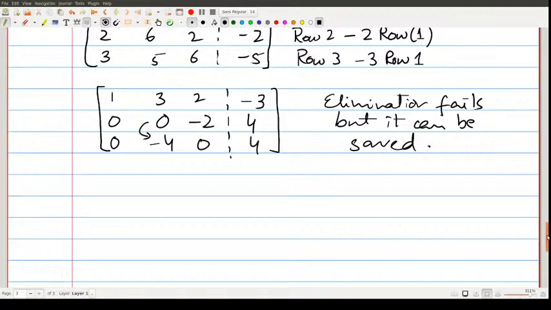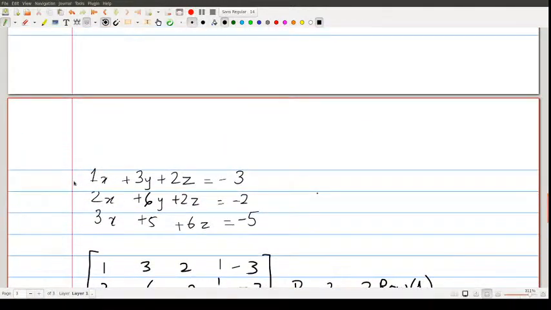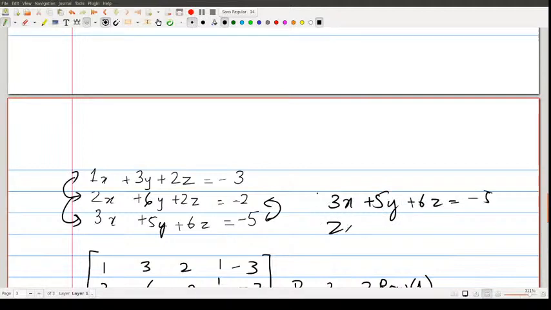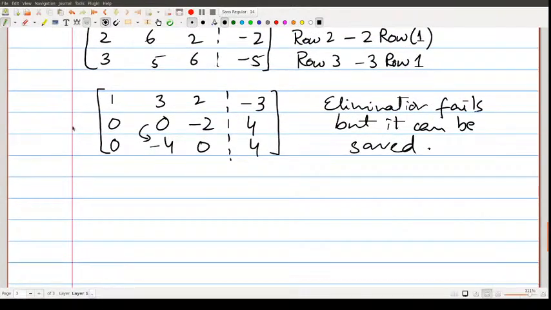And if you think about these rows in terms of equations, there's really no question of order of these equations. If I have to satisfy these equations, there's nothing stopping me from swapping these two equations and saying 3x plus 5y plus 6z equals minus 5, and write the second equation below it, 2x plus 6y plus 2z equals minus 2. At any point I can just switch these two rows and I get 1, 3, 2. I get the same system but written in a different way.